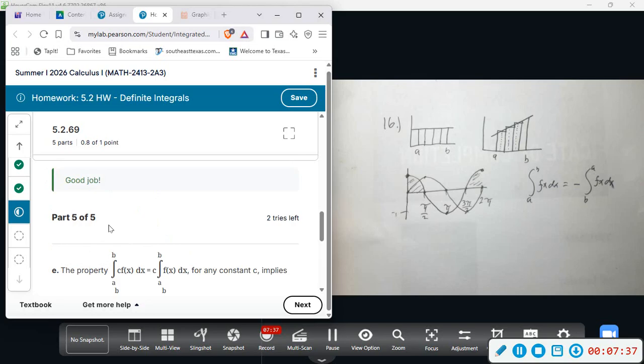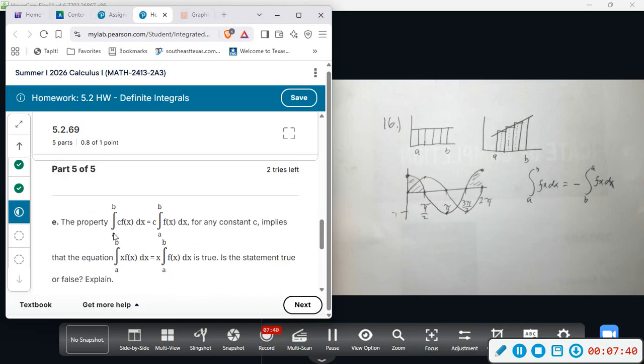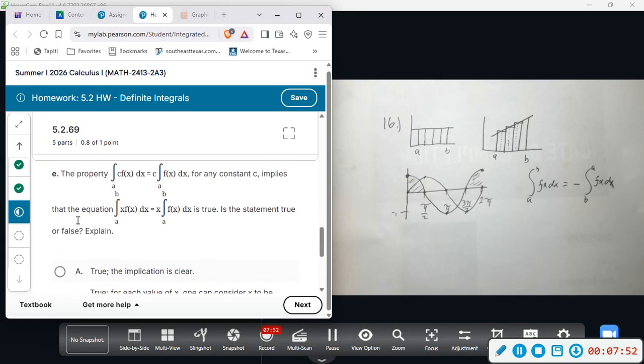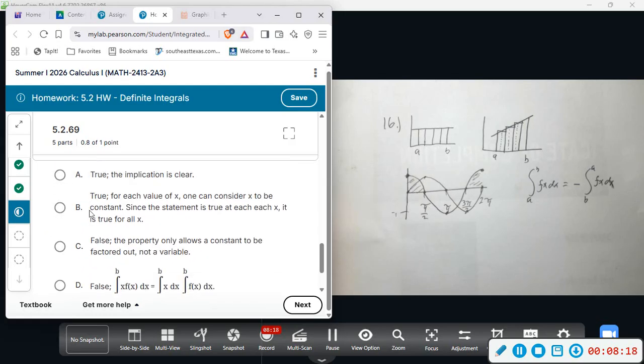All right, part 5, last part, says the property that the integral from a to b of c times f(x) dx is equal to c times the integral from a to b of f(x) dx for any constant c, implies that the integral from a to b of x times f(x) dx is equal to x times the integral of f(x) dx. Is the statement true or false? So x is a variable. Now c is a letter that we would call a variable, but it's representing a constant number. x is a number that's changing. It's not the same, and so this would not be true.